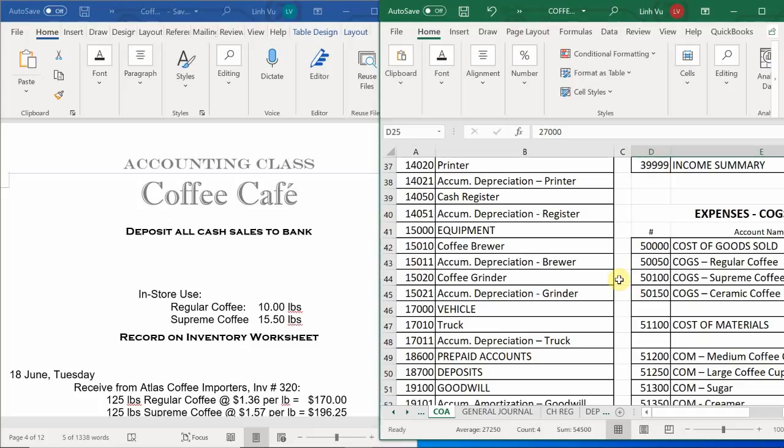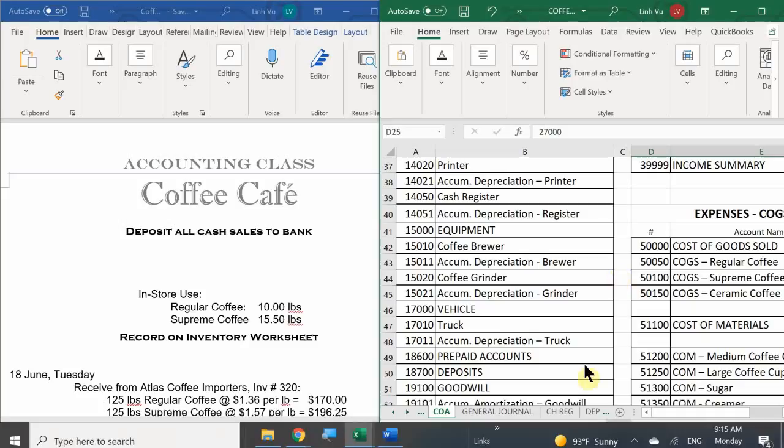Okay, go back to chapter 7 and 8, or specifically chapter 7. How do I journalize that I sold something, but I'm not calculating what I sold it at selling price? I need to calculate how much it cost me to sell those items. The cost of goods sold. In this case, do I have a specific cost of goods sold account? Yes, one for regular and one for Supreme.